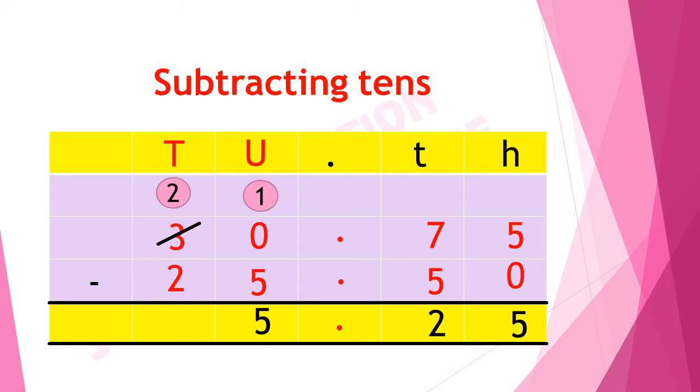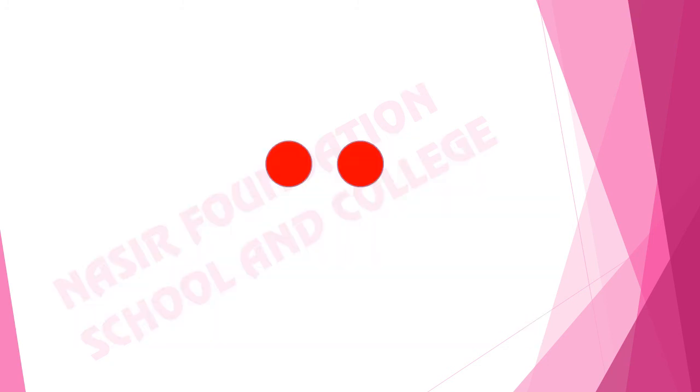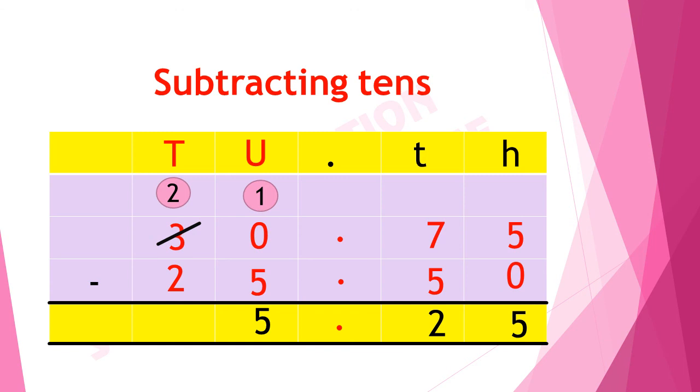Now we will move towards tens. In the tens column there is 2. From 2 we have to subtract 2. From 2 if we subtract 1, 2, we are left with 0. If we subtract the same number, we get 0. From 2 if we subtract 2, we get 0. If there is 0 on the highest place value, we don't write 0.